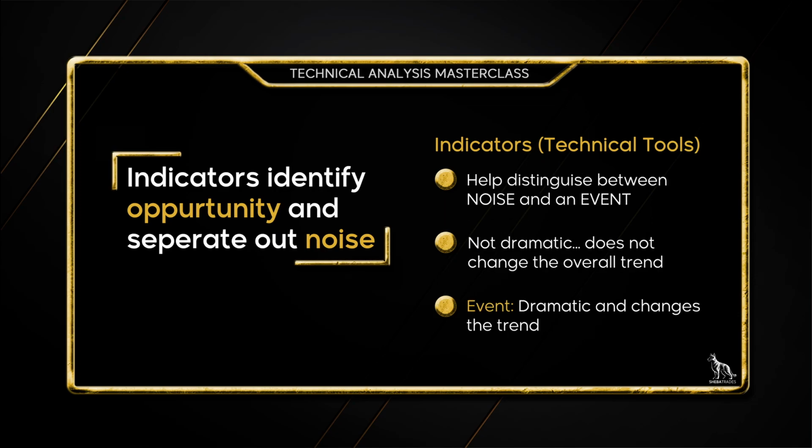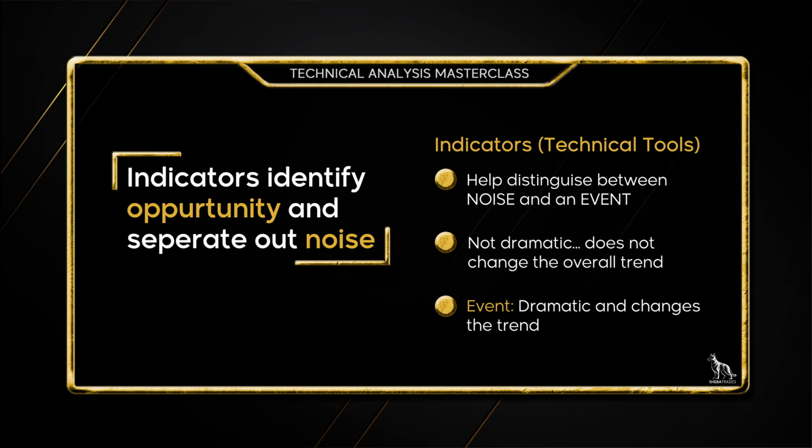So indicators at their heart are technical tools that help distinguish between noise and an actual event. Okay, so what is that? An actual event is something that's real, something that's happened either with the company or organization or a currency or globally. Whatever it might be has happened in a broader sense or specific to that security. And it's a real live event that's going to make a change to trends, whether they're going up or down or sideways. Something that is a real change versus noise.